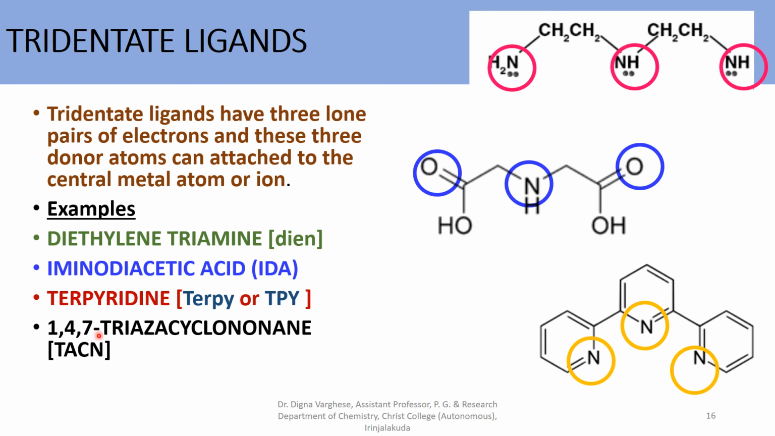Another one is 1,4,7-triazacyclononane, TACN. It is an aza crown ether, that is NH, NH, NH. These three nitrogen atoms can be coordinated to the metal atom and form a tridentate ligand.